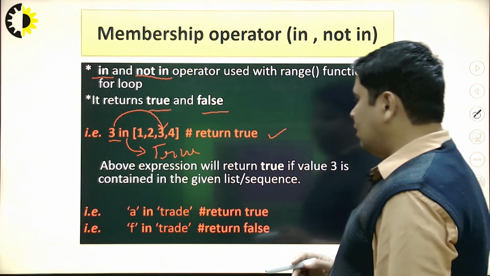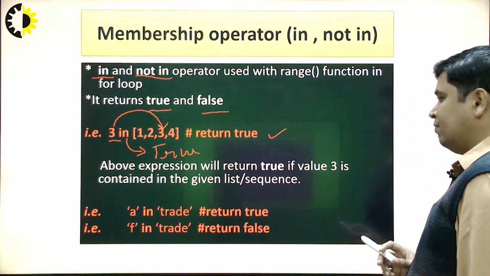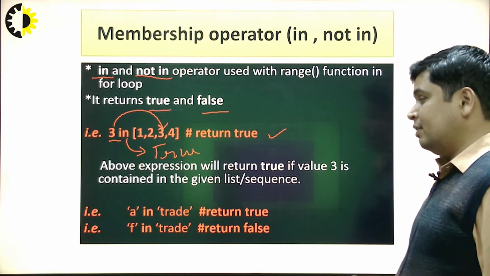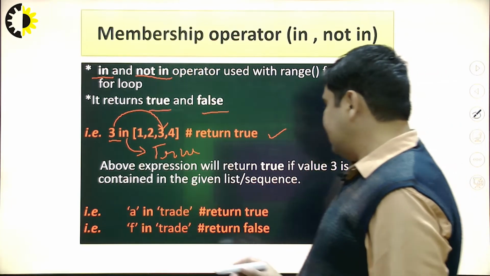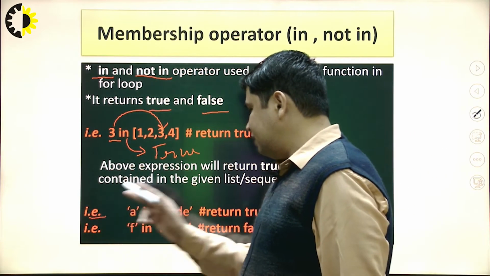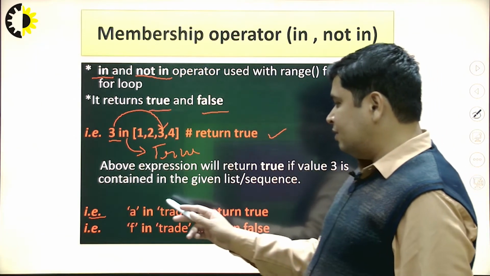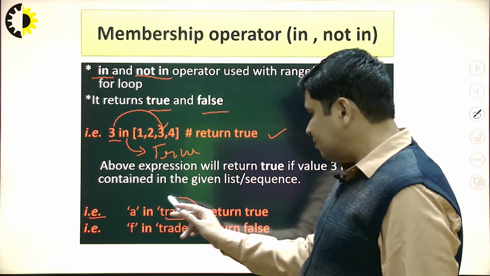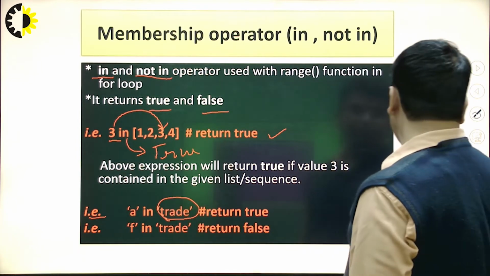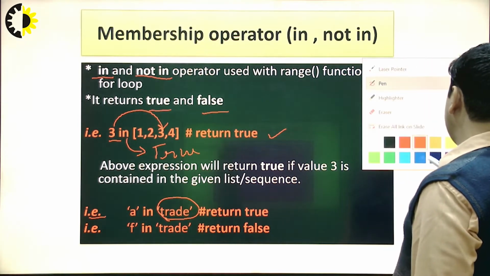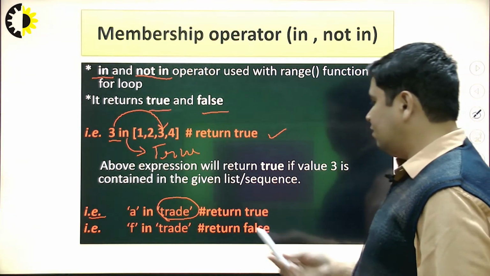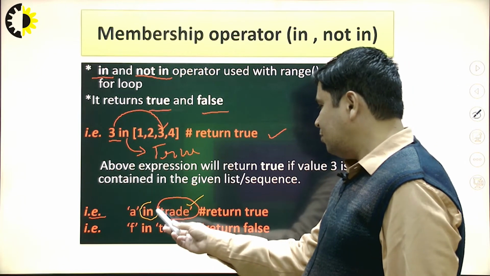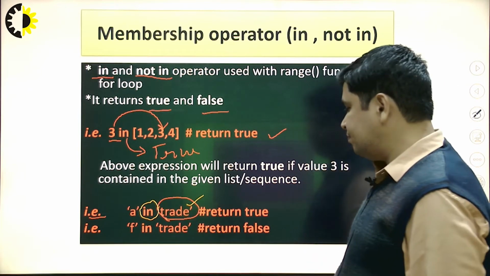Okay. The above expression will return true if value 3 is contained in the given list or sequence. Similarly, I move to this example. The character A is available inside this string. Yes, this is available. When this is available, immediately the membership operator will return true.